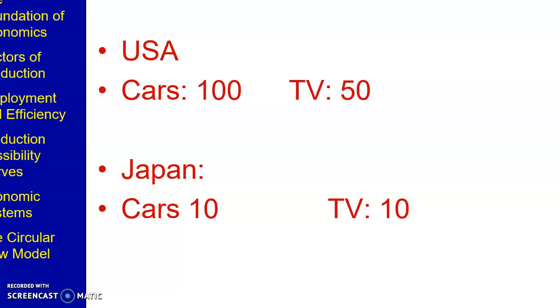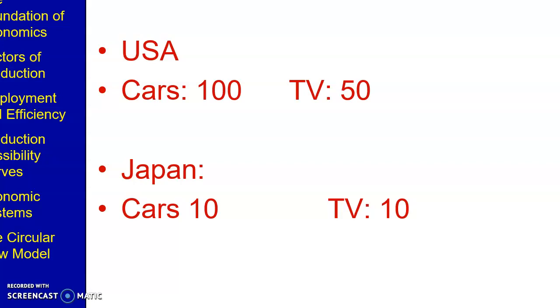Japan has a lower opportunity cost for producing cars, okay? 1 car in Japan equals 1 TV, and vice versa. 1 TV equals 1 car. In the United States, 1 TV equals 2 cars that we give up. So the United States should not produce TVs because they give up too much in cars. The United States should produce cars. Japan should produce TVs. As long as the United States trades between its terms of trade, right?